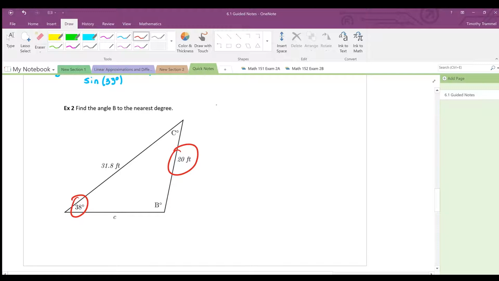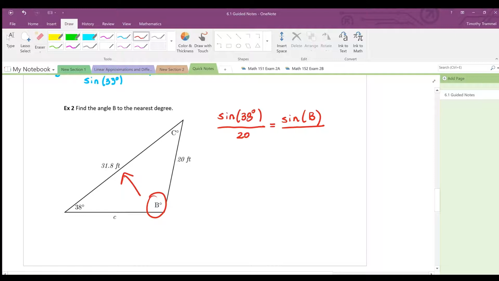This is going to allow us to write one side of the equation, so we could write sine of 38 degrees over 20 is equal to, and our goal is to find B, so sine of B all over, and let's see what's opposite of the angle B. Looks like that is 31.8 feet. And so now we'll go ahead and cross multiply, and we'll solve for big B.